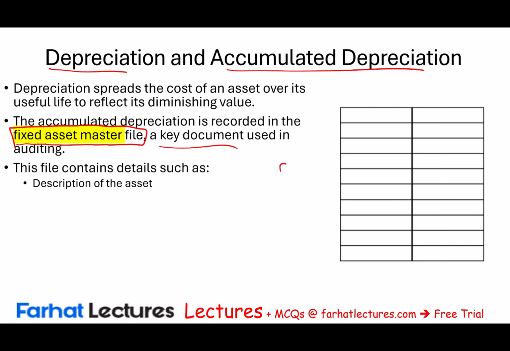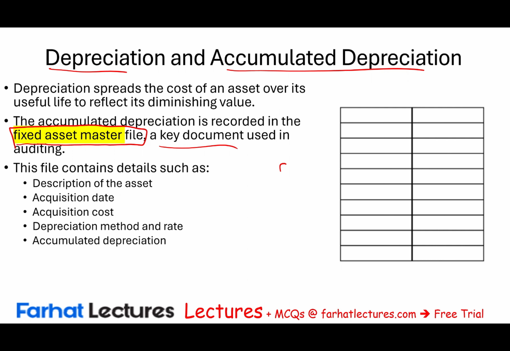What would the file include? It would include the description of the asset, when we bought the asset, how much we paid for it, the depreciation method we are using, and accumulated depreciation. It looks like a schedule, just a table with descriptions, names, and so on and so forth.